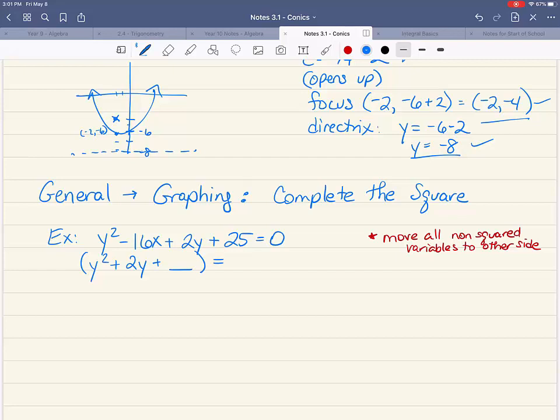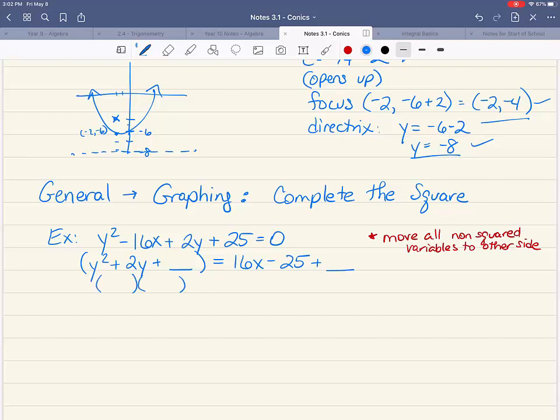Then the equals. The 16 moves over and turns positive. The 25 moves over and turns negative. I must put a blank on this side because the two sides must match in that department. So now we're ready to complete the square.